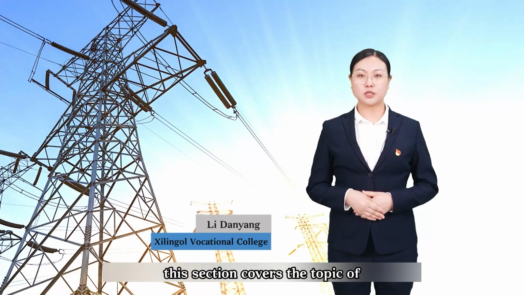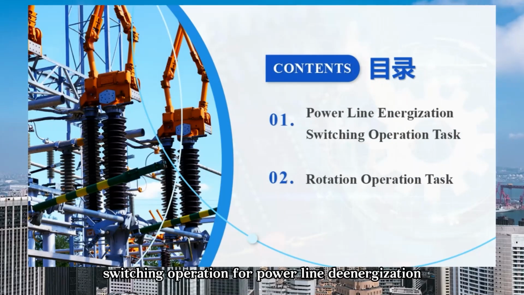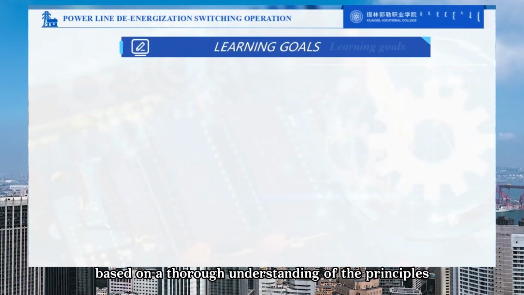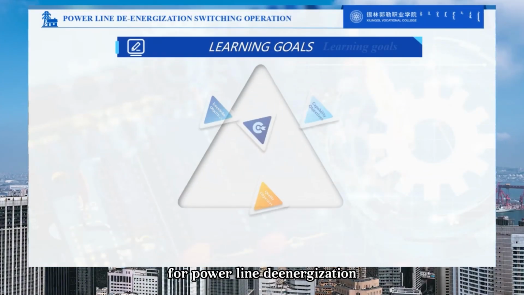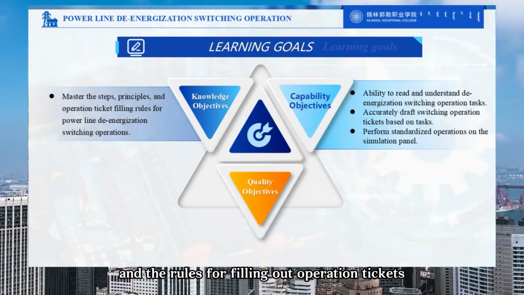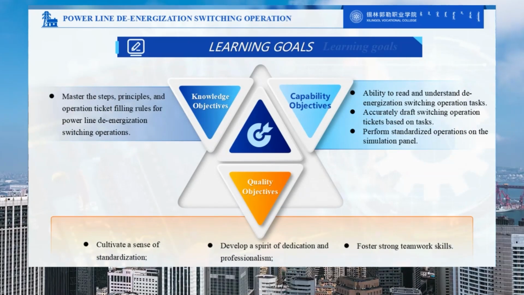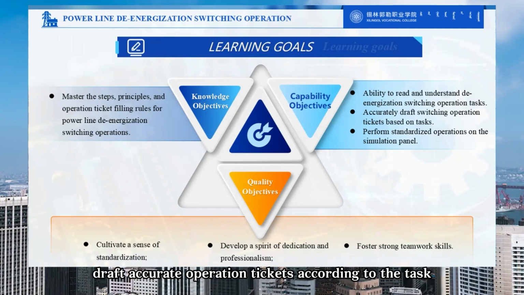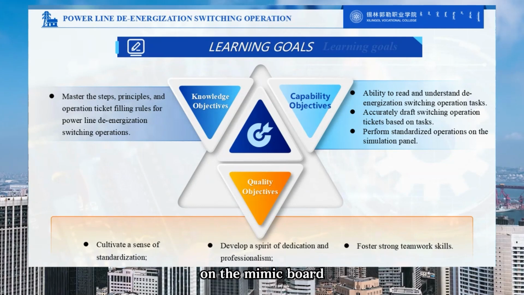Hello, students. This section covers the topic of switching operation for power line de-energization. Based on a thorough understanding of the principles of switching procedures for power line de-energization and the rules for filling out operation tickets, you should be able to comprehend switching tasks for de-energization, draft accurate operation tickets according to the task, and perform simulated switching operations on the MIMIC board in accordance with standards.